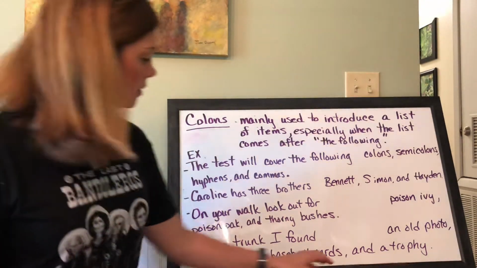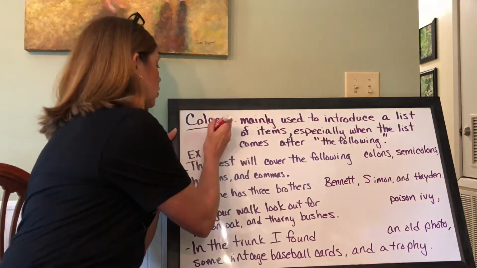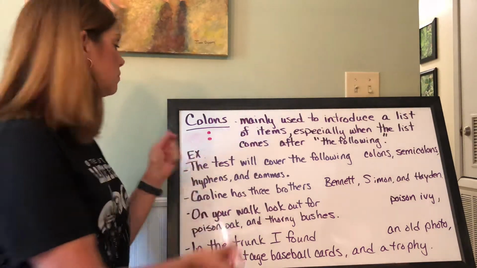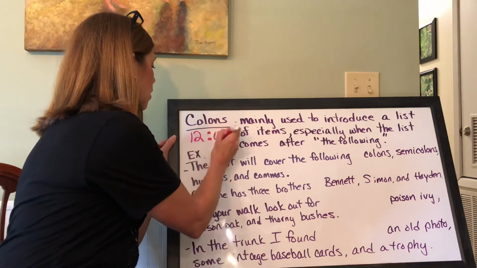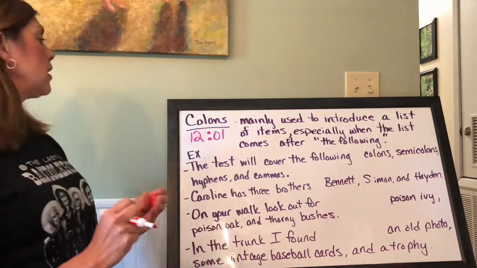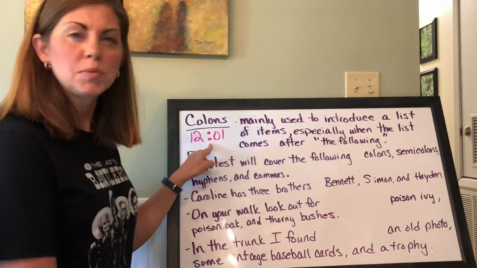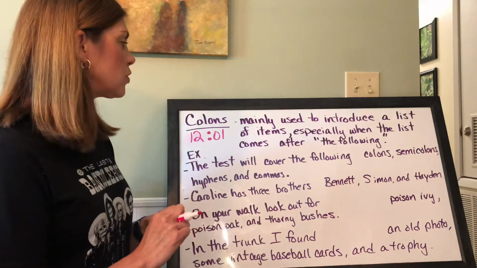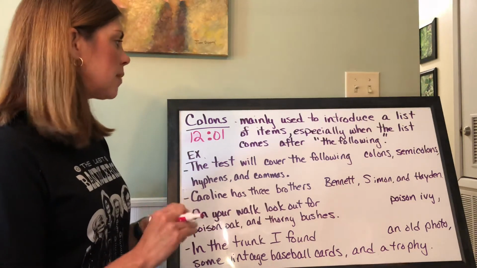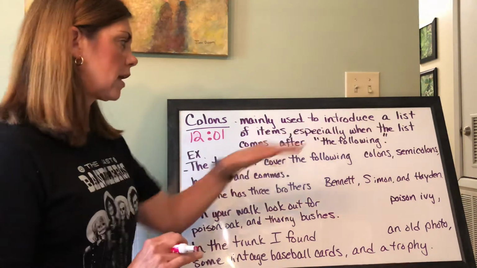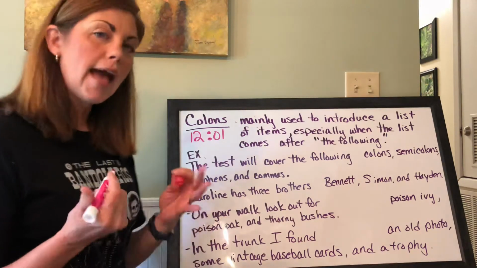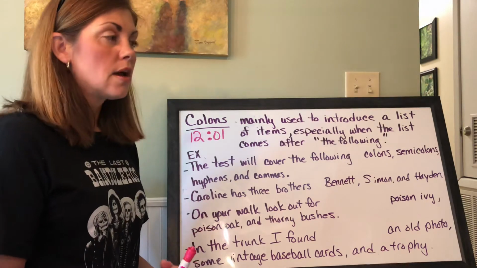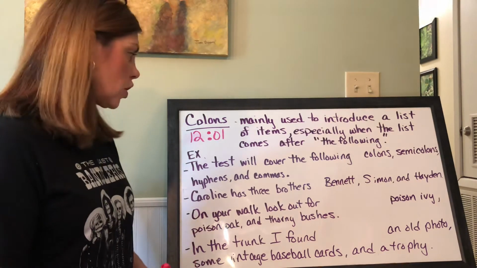A colon, these are the two little dots that you see. Usually we see it with time all the time, like 12:01, which is one way that you can use a colon. Most people get this right, so we're not going to spend a lot of time on that. Colons are mainly used to introduce a list of items, especially when the list comes after the following. Now, you can have a list of items separated by commas, and you don't necessarily have to have a colon, but you would use a colon in certain circumstances.